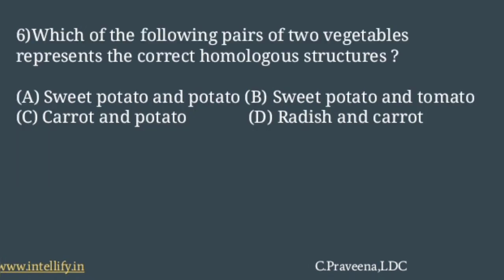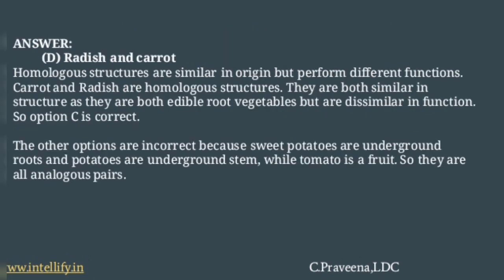Now the sixth question is, which of the following pairs of two vegetables represents the correct homologous structure? First, what is meant by homologous structure? Homologous structures are similar in origin but perform different functions. Carrot and radish are homologous structures. They are similar in structure as they are both edible root vegetables, but they are dissimilar in function. So option C is correct. The others are incorrect because they are all analogous pairs.